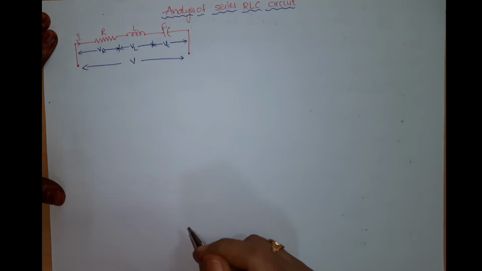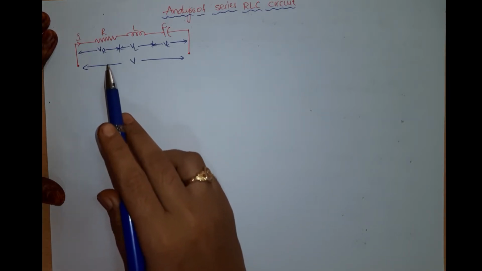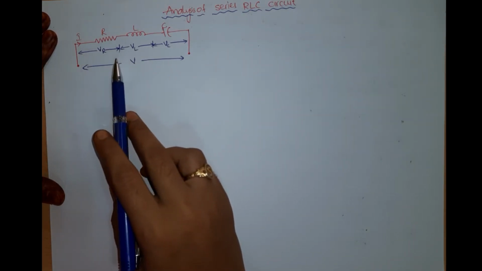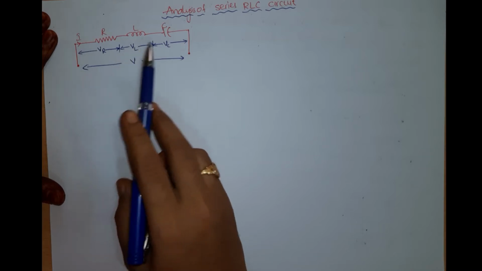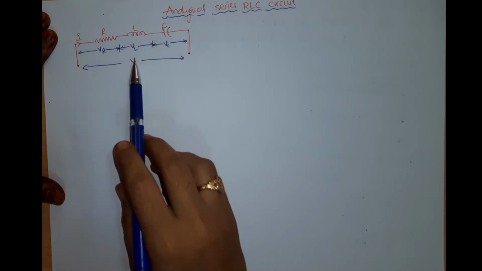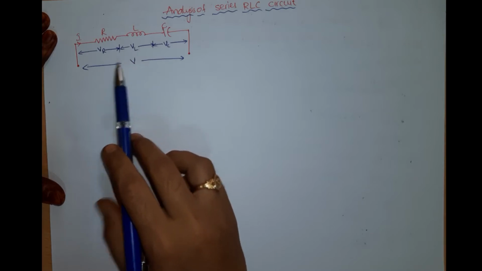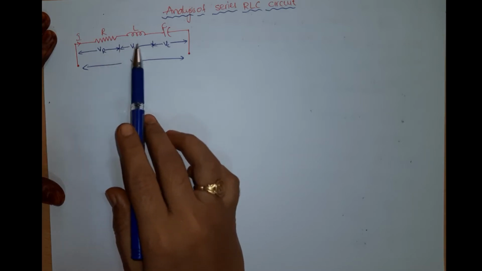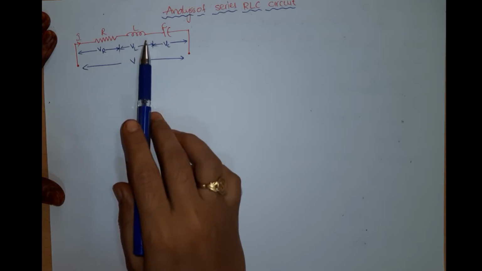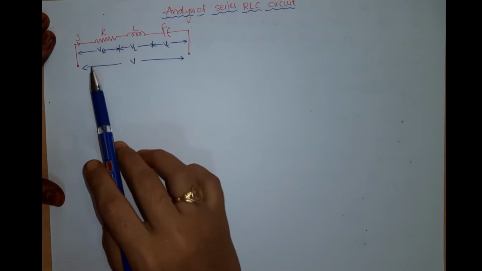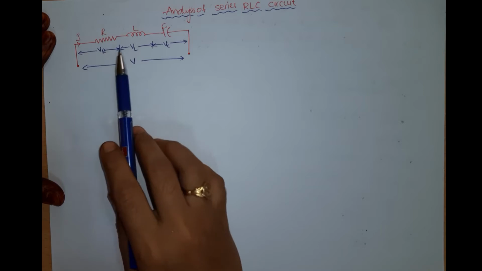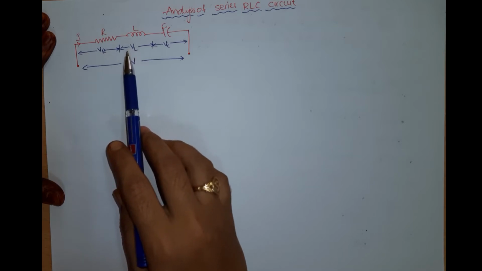Hello everyone. In this lecture, let us see the analysis of series RLC circuit. So here is a circuit where I have taken a combination of a resistor, a capacitor and an inductor in series with a supplied sinusoidal voltage V. So this total supply voltage V is divided between these three different elements, that is R, L and C, but the total current that is flowing through all these three elements is same, that is I.